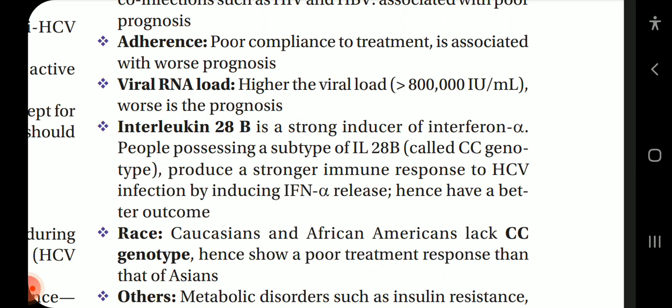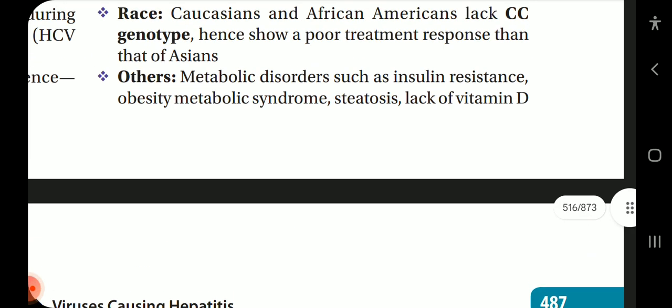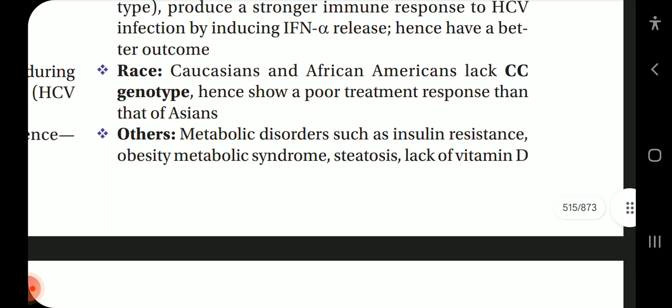Interleukin 28B is a strong inducer of interferon alpha. People possessing the subtype of IL-28B called CC genotype produce a stronger immune response to HCV infection by inducing interferon alpha release, hence have a better outcome. Race: Caucasians and African Americans lack the CC genotype, hence show a poorer treatment response than Asians.